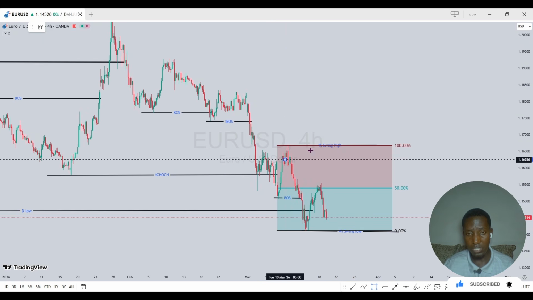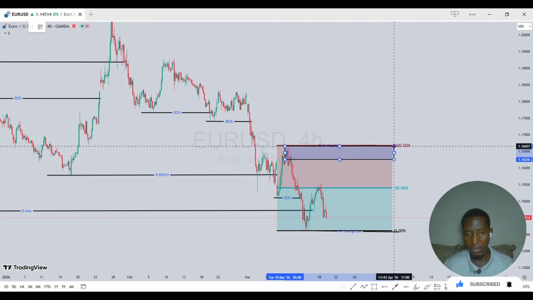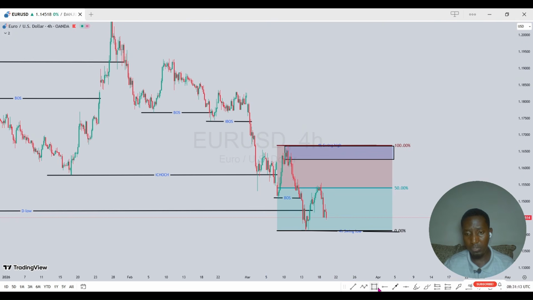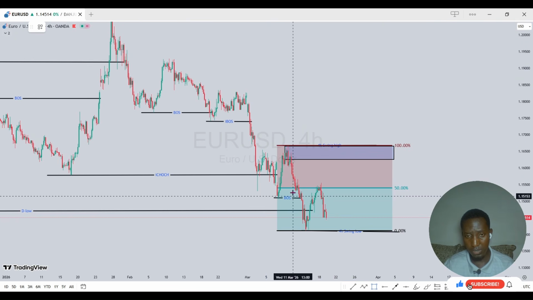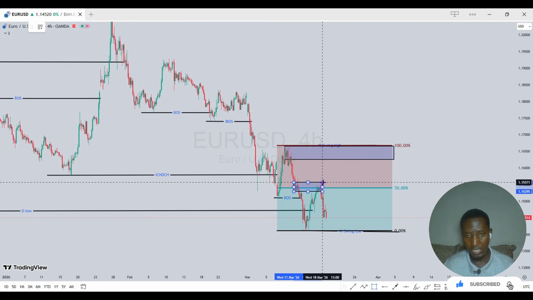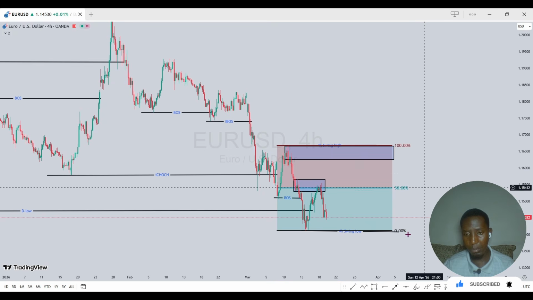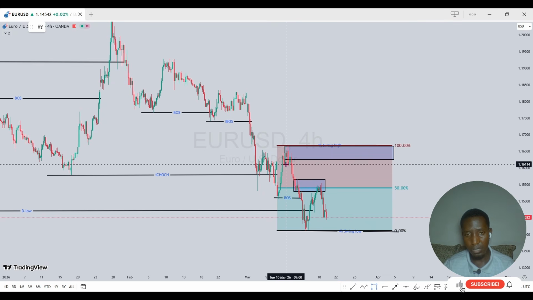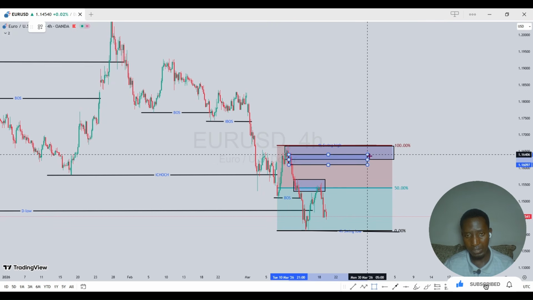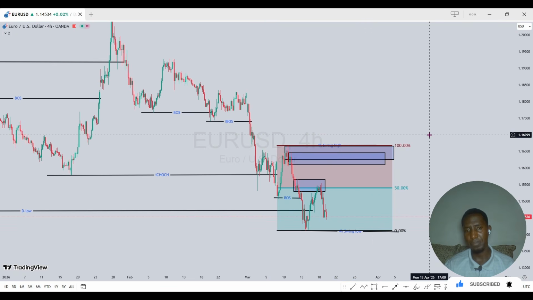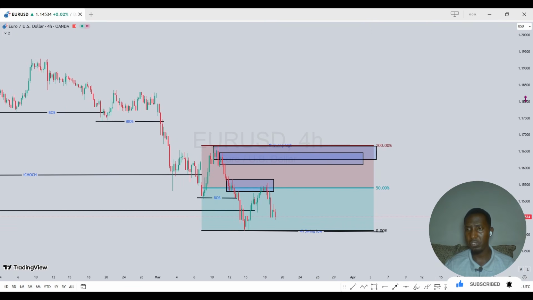We have this, the first point of interest, as you can see. Okay, and again there's another point of interest, which is a supply zone where the market reacted, as you can see. This is where the market reacted. And again there's another point of interest, another supply zone somewhere there. So as you can see here, what the market did here, let me zoom in for you.